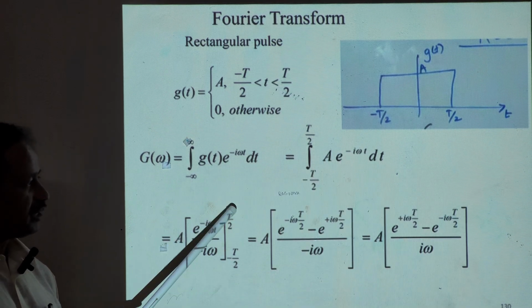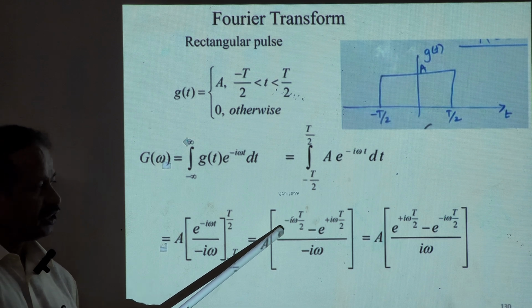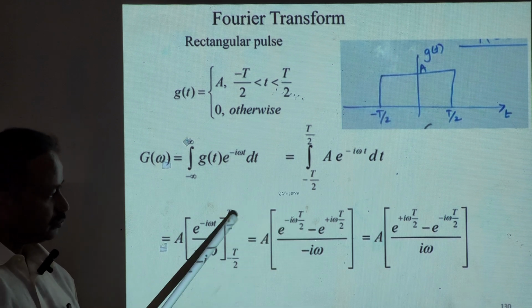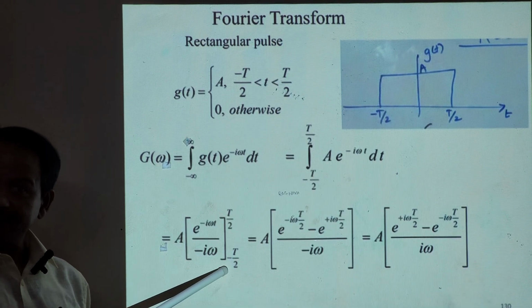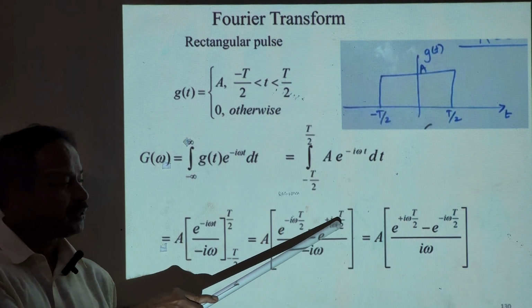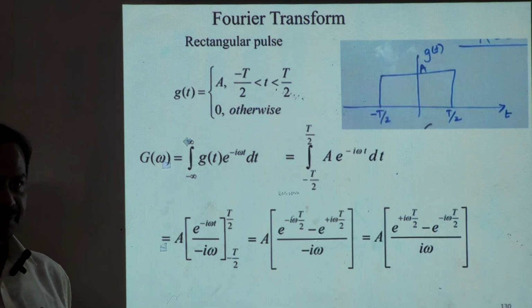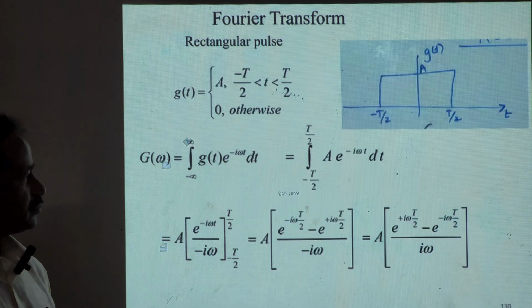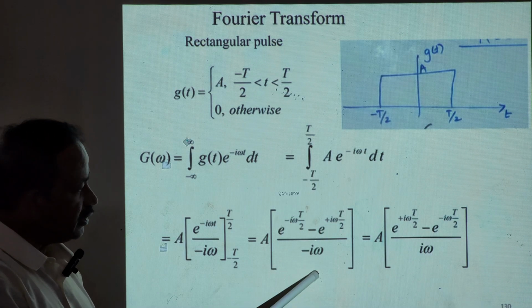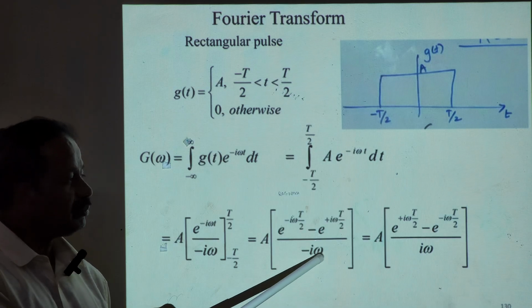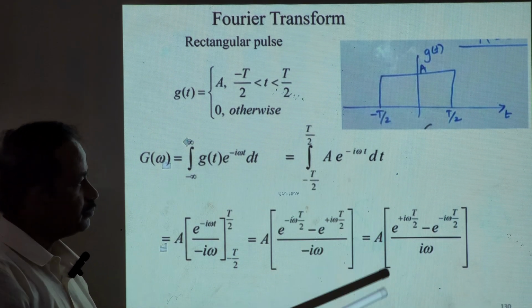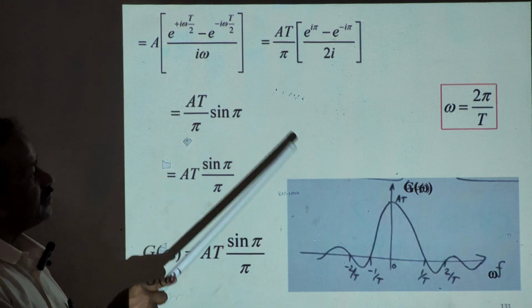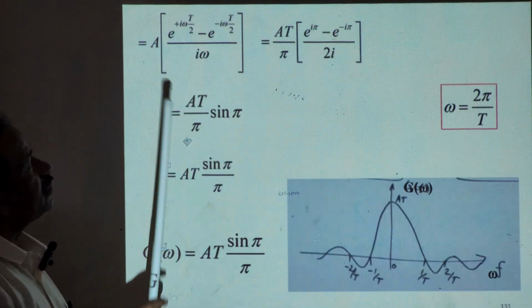So you can substitute the upper limit first. So first you will substitute the upper limit. So e power minus i omega T by 2, you have minus e power, you have to substitute the lower limit. Already it is minus T by 2. One minus is there, so it has become plus. So plus i omega T by 2. Is it okay? Divided by minus i omega. So I have interchanged these two terms and removed the minus sign. I have written the same thing here. Here also I have written the same thing.